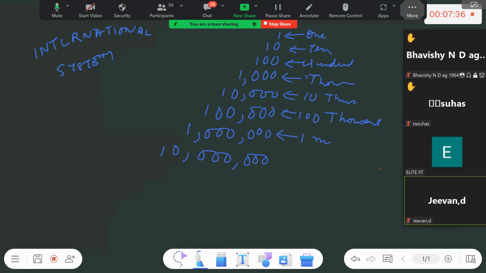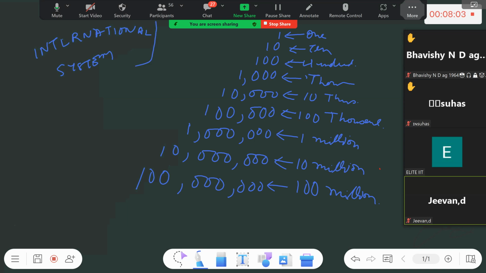Then we have 1 million, then 10 million, then 100 million, isn't it? Okay, up to million is fine. No need to go to billion. Everybody knows billion. So what is the difference here? Quiet everyone. What is the difference here?